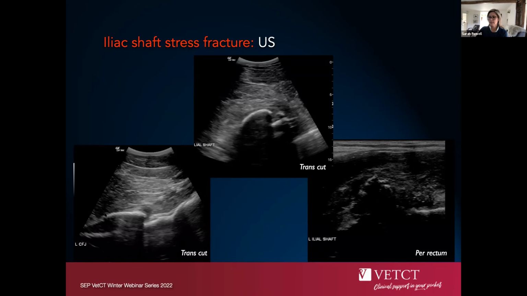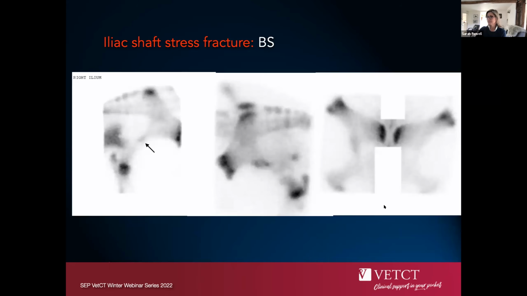So ultrasonographically look for discontinuity of the iliac shaft and assess how that looks as it runs into the acetabulum. Per rectum, a fracture of this sort of severity is often seen with hematoma and lots of fracture fragments, and you can't really miss those.